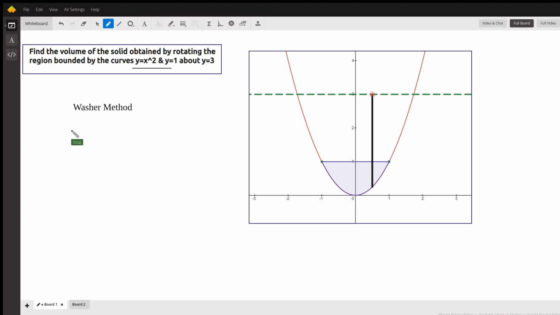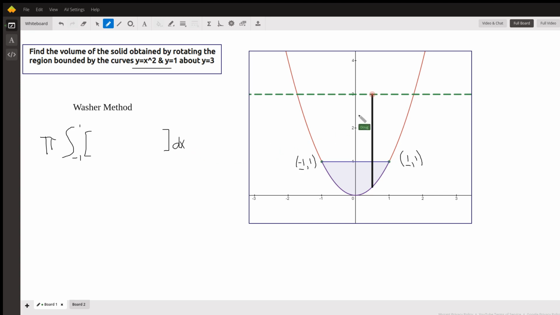Okay, so for the washer method, we're going to take pi times the definite integral from, well, in this case, this is the point -1, 1, and this is the point 1, 1. So we're going from this x to this x, and this is a typical washer right here between -1 and 1. So we're going from -1 to 1, and then we have to do outer radius squared minus inner radius squared.